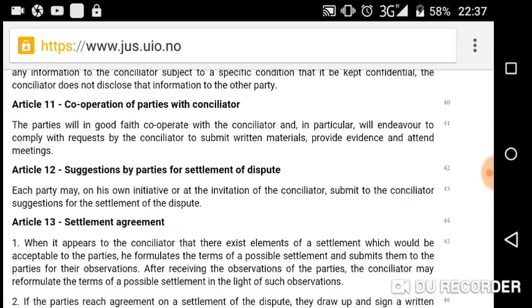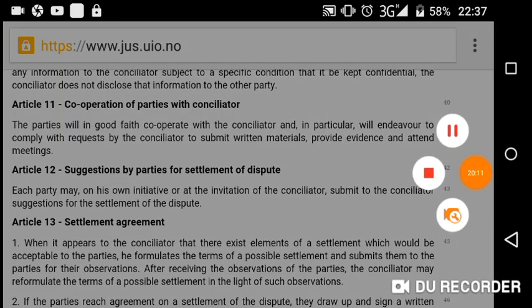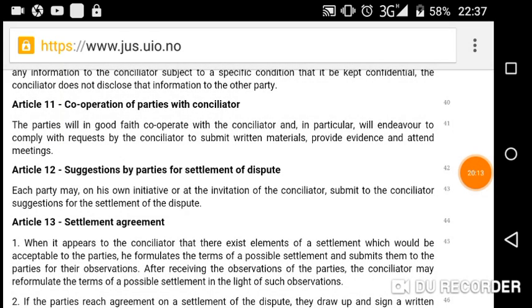Article 11, cooperation of parties with conciliator. The parties will in good faith cooperate with the conciliator and in particular will endeavor to comply with requests by the conciliator to submit written materials, provide evidence, and attend meetings.